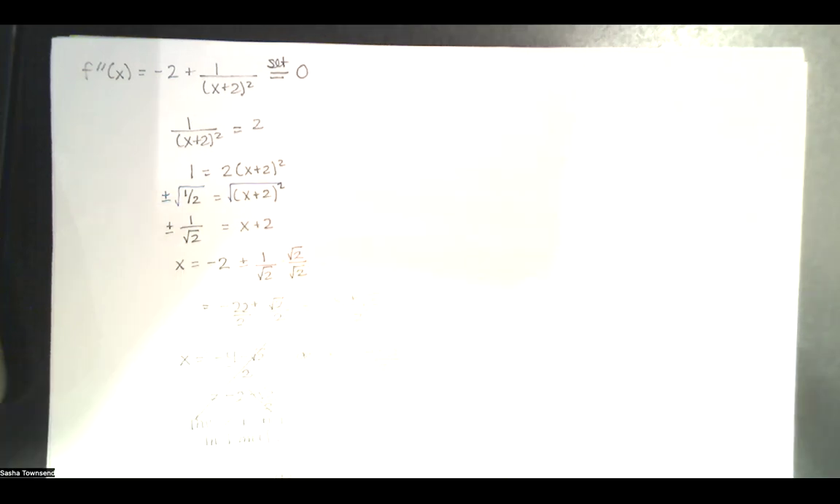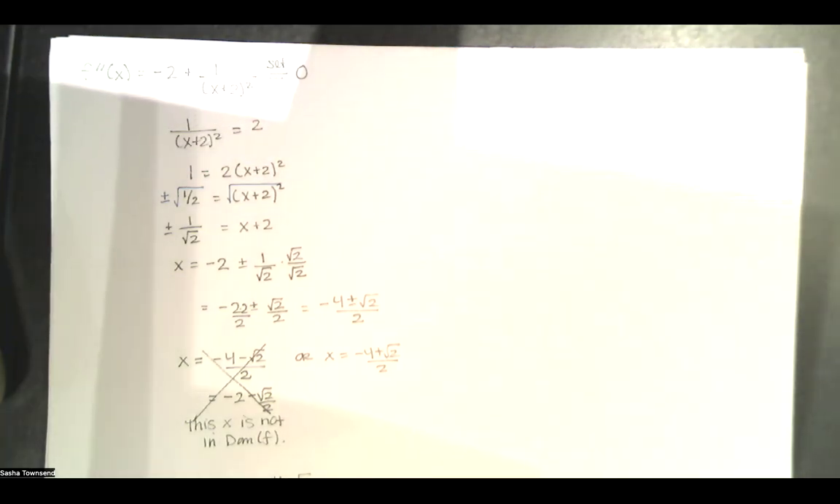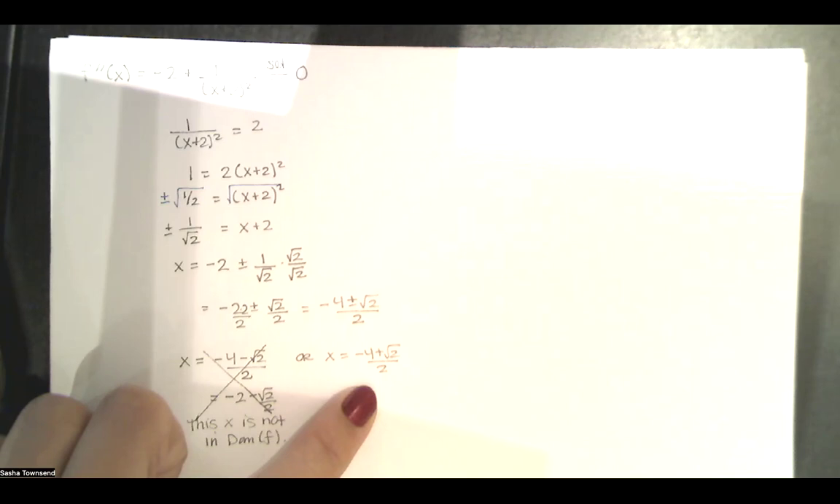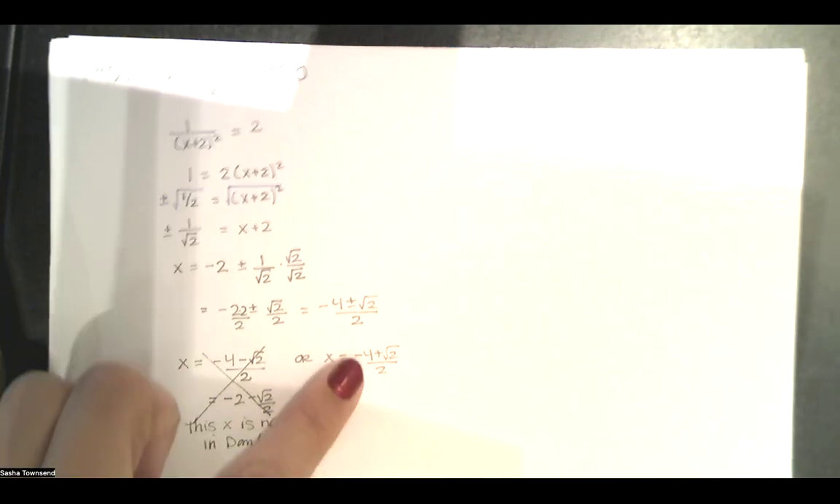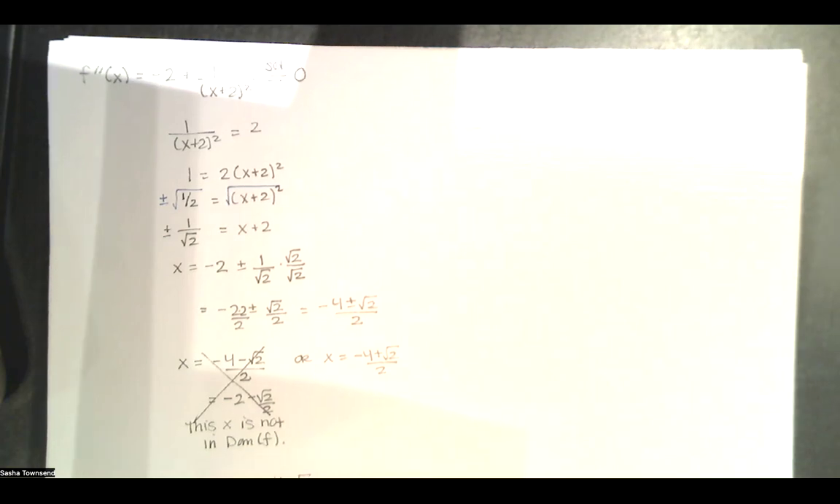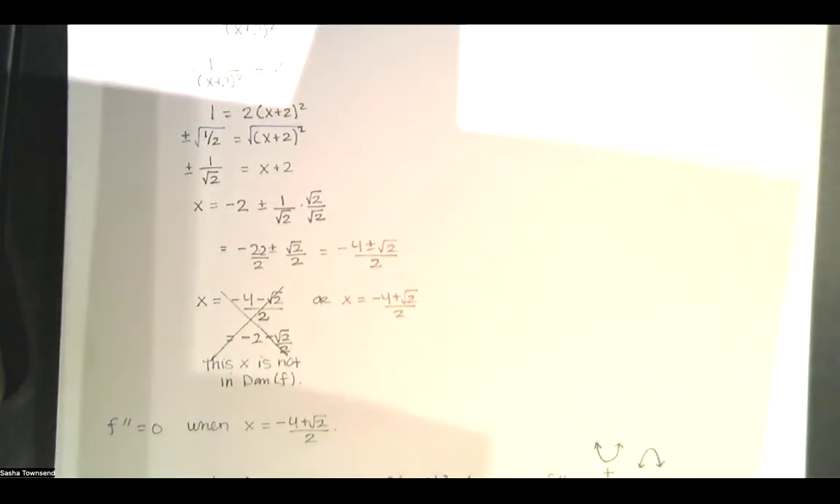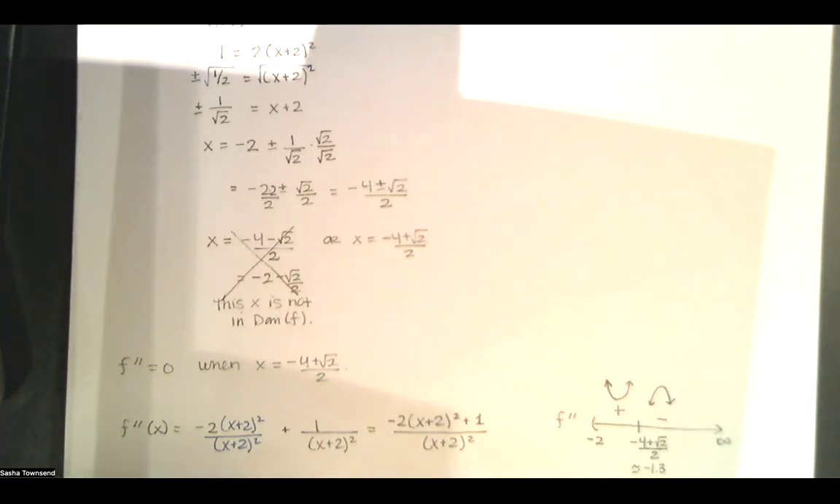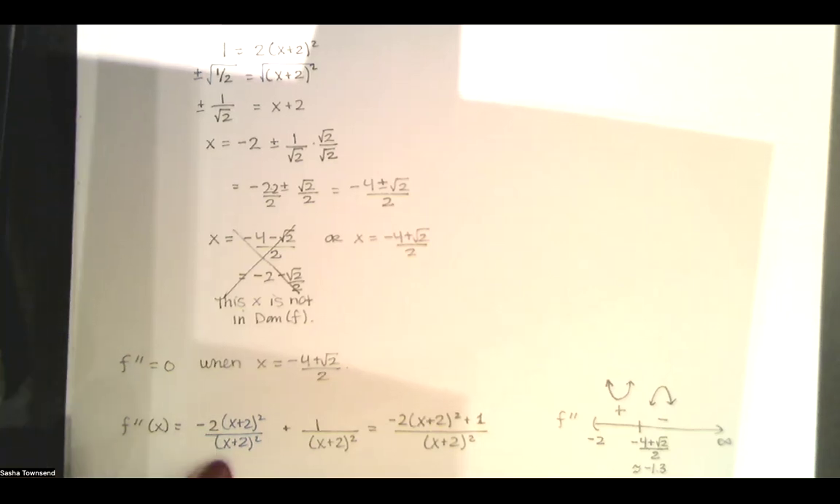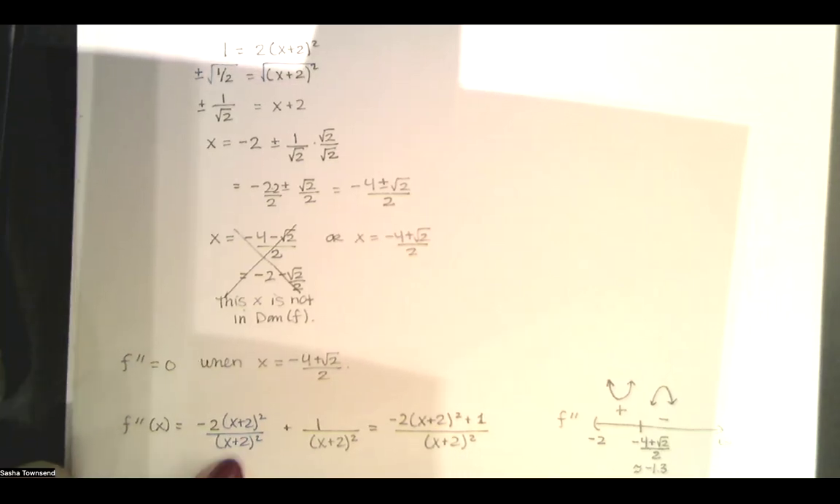That's what we get when we get a common denominator there. That's not in the domain of the function. But then the other one where we're adding that square root of 2 over 2, that is in the domain of the function. So then we said the second derivative is 0 at that x value. And we're interested in when the second derivative changes sign. So we multiply by (x plus 2) squared divided by (x plus 2) squared to get a common denominator.